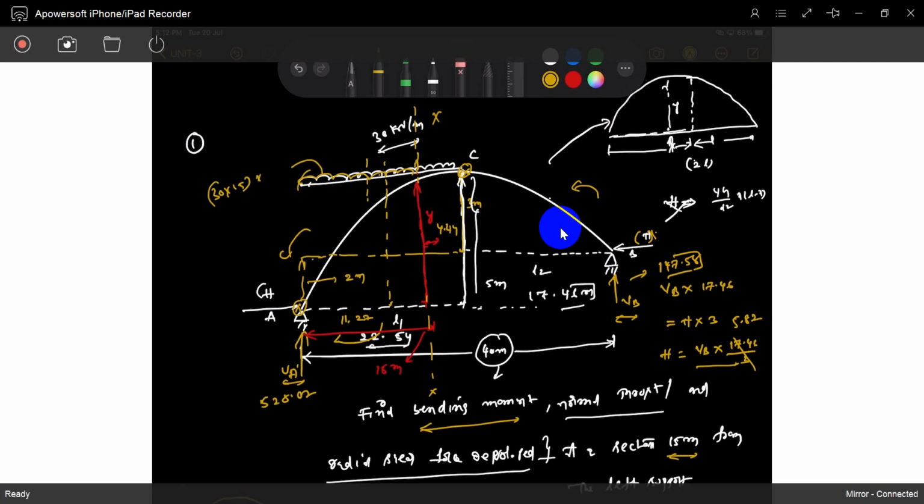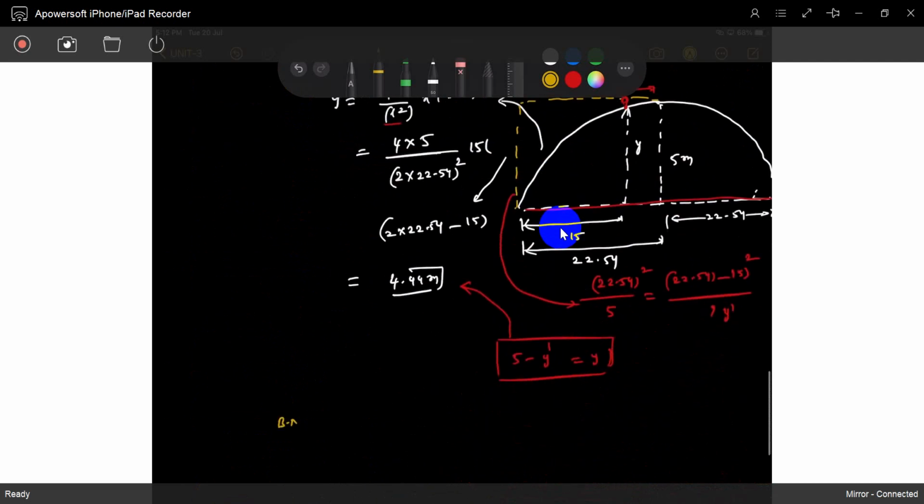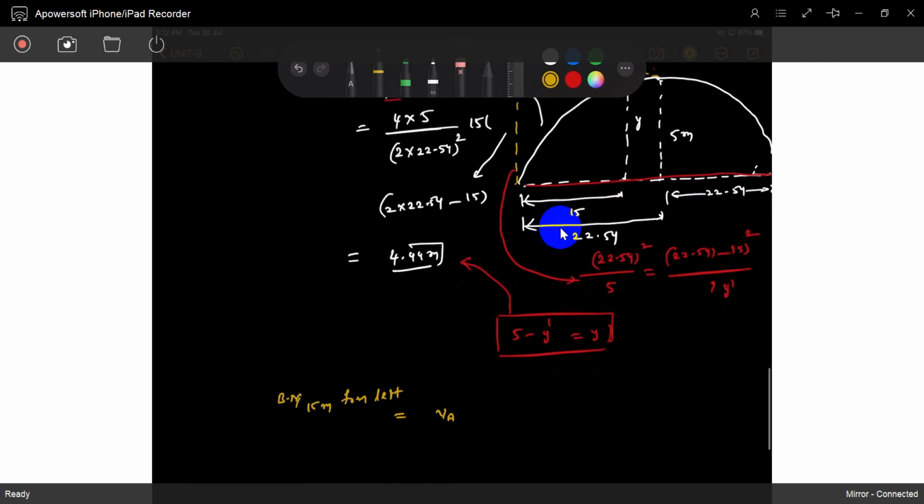So, also the centroid is 15 by 2. That's it. So that's the question: the bending moment at the location 15 meters from the left. VA, okay, so I will write it like this: VA multiplied by 15, minus H into the height of 4.44.